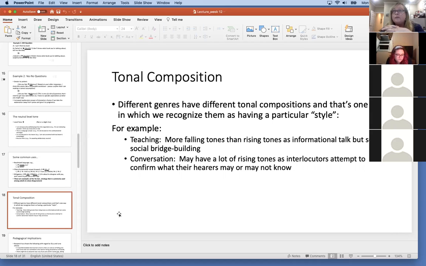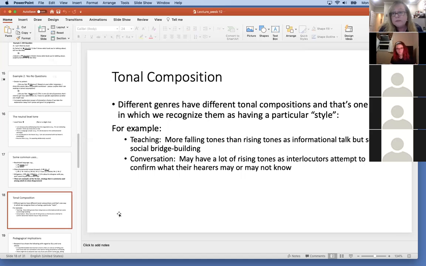Conversation tends to have a lot more rising tones as interlocutors are really focused on each other and want to understand, and they want to confirm that their hearers understand what they're talking about. So if they're trying to communicate a message, there's often a lot of rights, okays, you know what I mean? And it's all part of making sure that we're moving towards each other with social and informational convergence. We're not pushing each other apart. So that applies for lots of things.